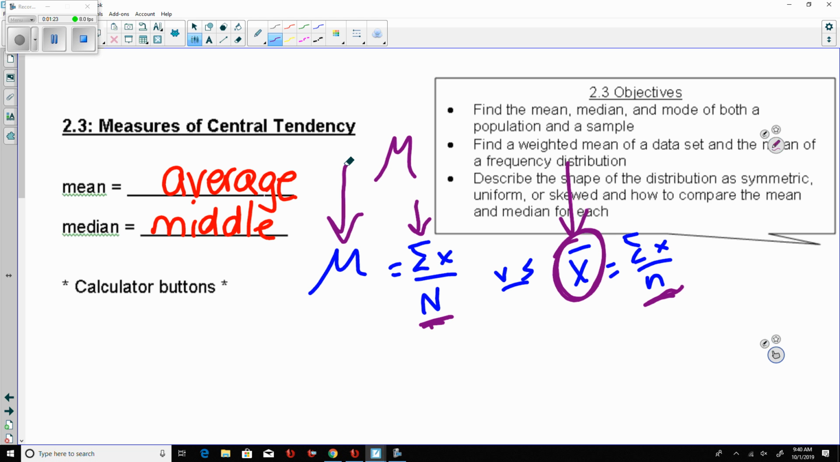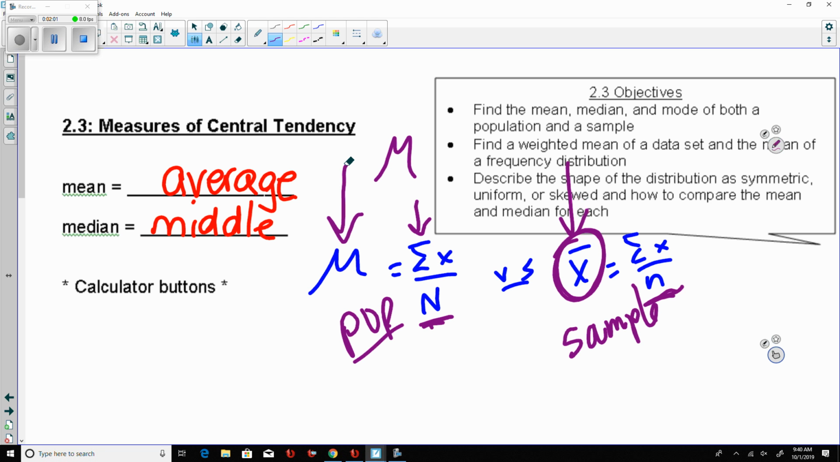The uppercase and the mu deal with a population. So we talk about a population versus a sample. Okay, so these are the formulas. Now these formulas are unchanged, but there are going to be formulas that will be different, depending on whether you have a population or a sample. Okay, so mu goes with population. So when we're talking about a population mean, we're talking about the mu.